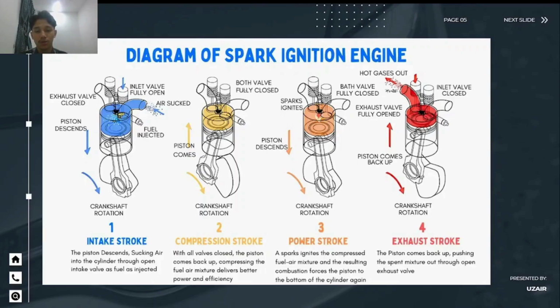The second stroke is called compression stroke. With all valves closed, the piston comes back up from BDC to TDC, compressing the fuel-air mixture, which delivers better power and efficiency. And the third stroke is called power stroke, or typically known as combustion stroke. A spark from the spark plug ignites the compressed fuel-air mixture, and the resulting combustion forces the piston from TDC to BDC again. And lastly, exhaust stroke. The piston comes back up from BDC to TDC, pushing the spent mixture out through the open exhaust valve from the cylinder.